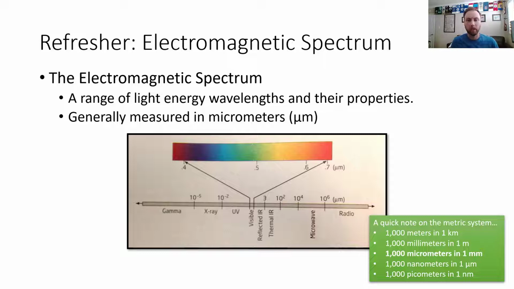And so sometimes you'll see micrometers listed on the electromagnetic spectrum. Other times you'll see them as nanometers. And if it's nanometers, you're going to see it in the hundreds. If it's micrometers, it's going to be 1 decimal place. So that's usually how you can tell the difference.